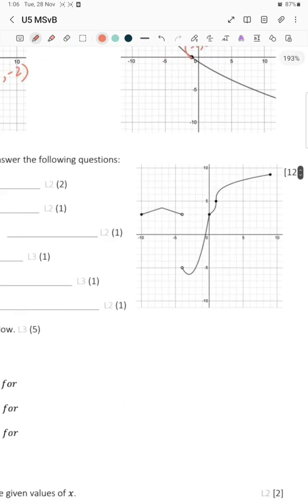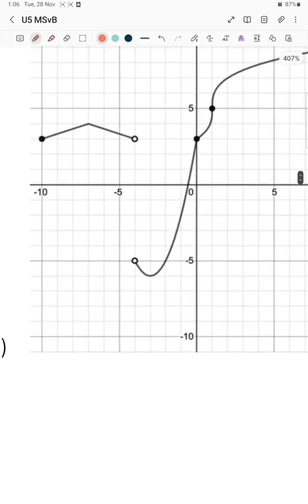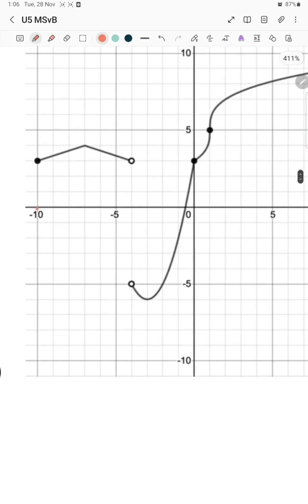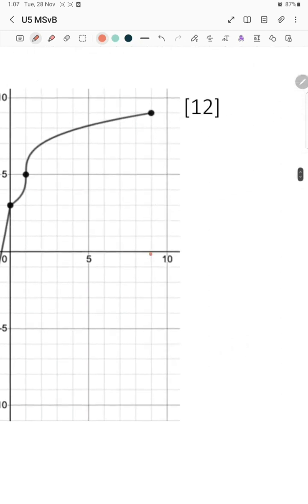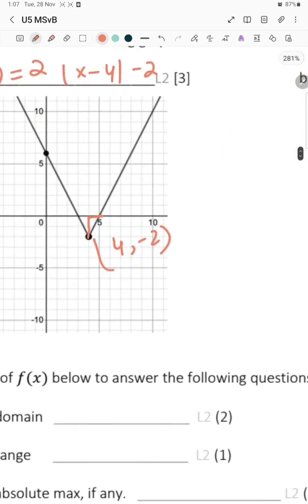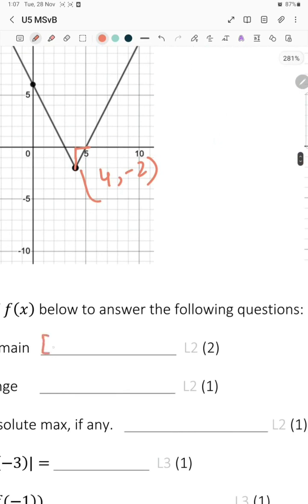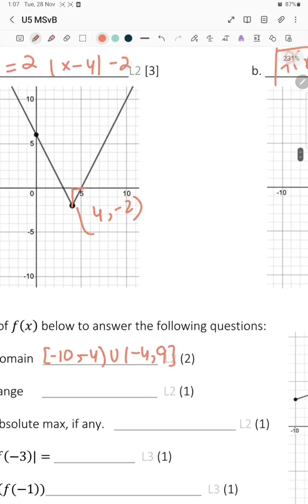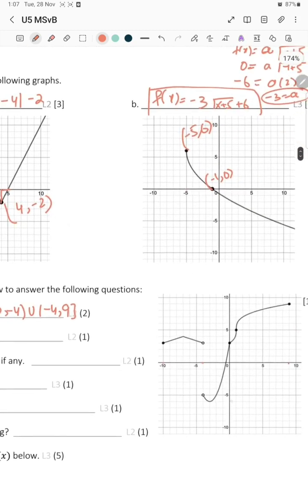Now what is the domain of the graph? Very easy to calculate the domain, and that is from minus 10 to minus 4, and then starting from minus 4, which is not included, and going to 9. Range is minus 6 to 9.